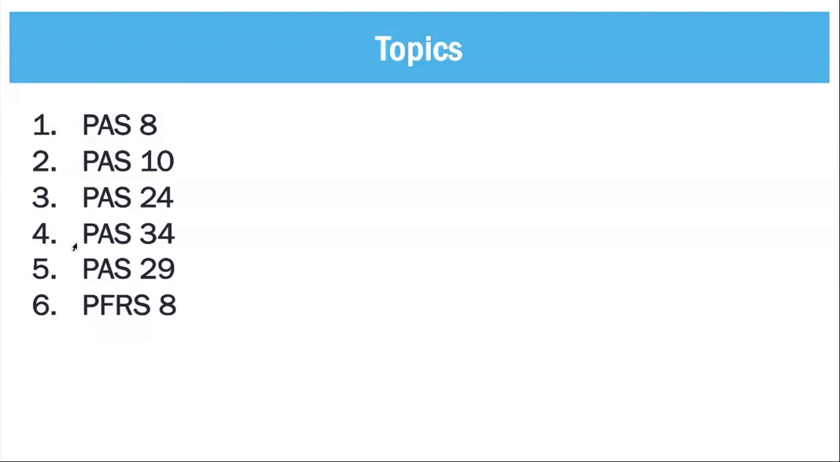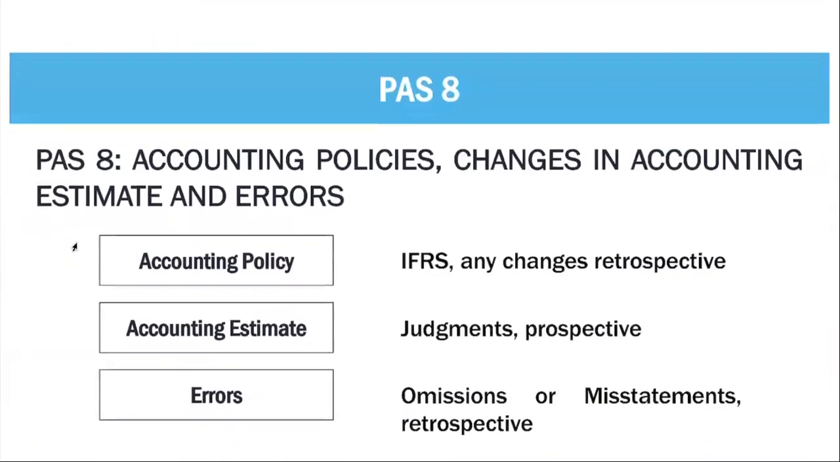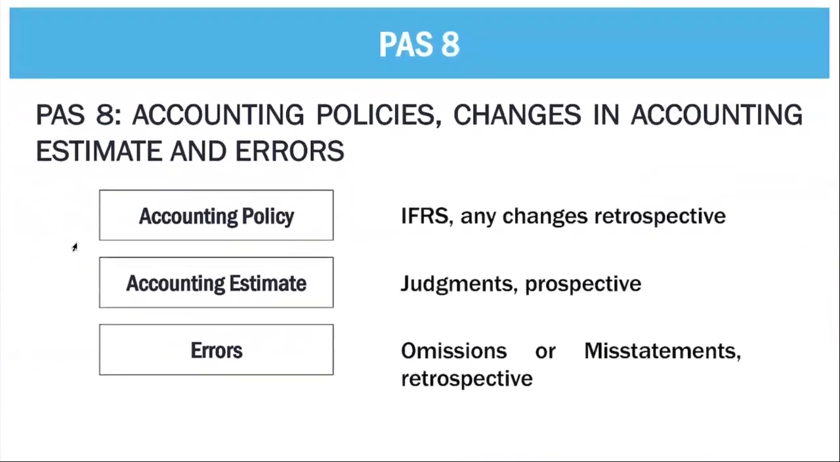So let's start first with PAS 8. PAS 8, accounting policies, changes in accounting estimates and errors. You already know that in accounting for a particular item, if there is an accountable event, we will recognize that item. So normally recognition, including measurement, this is what we call the accounting of that item.